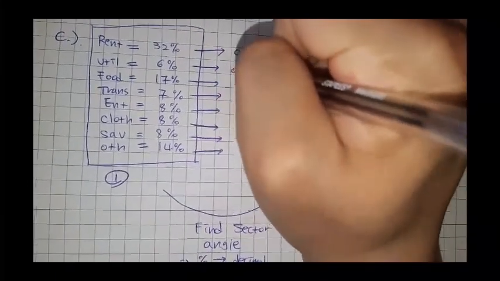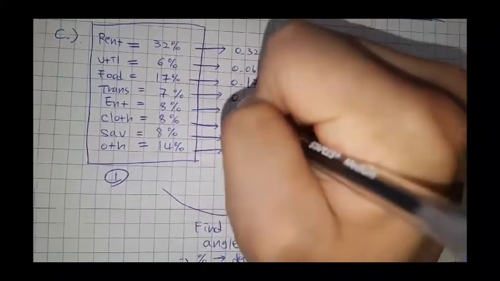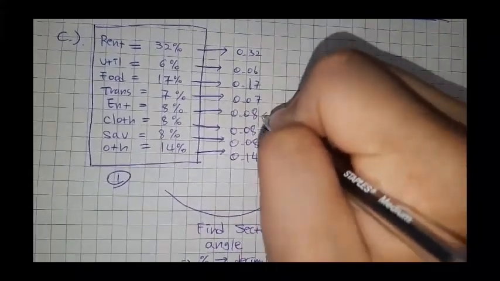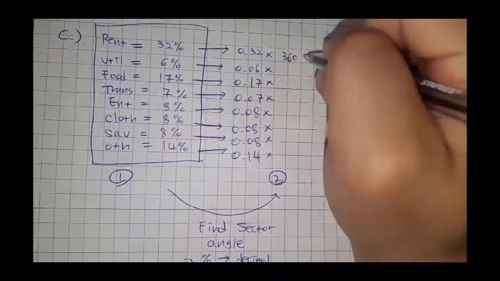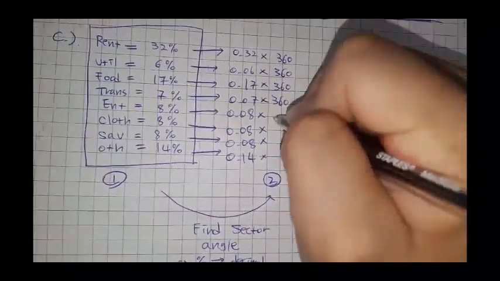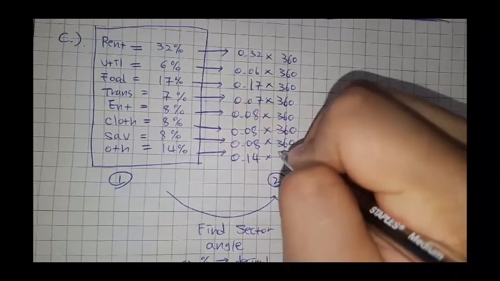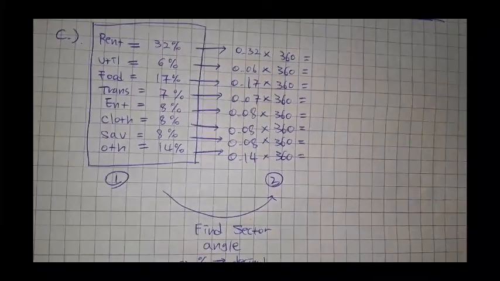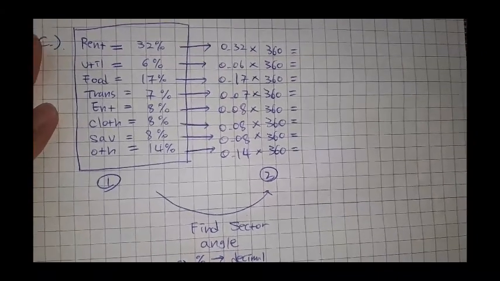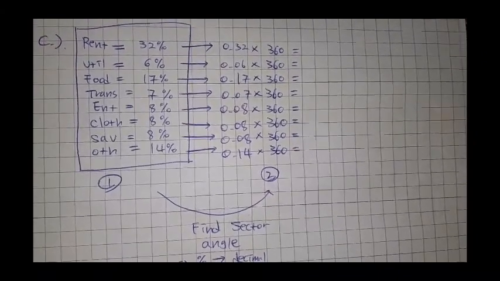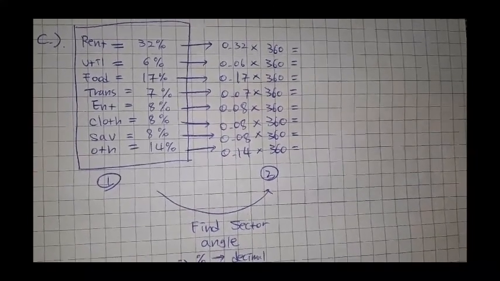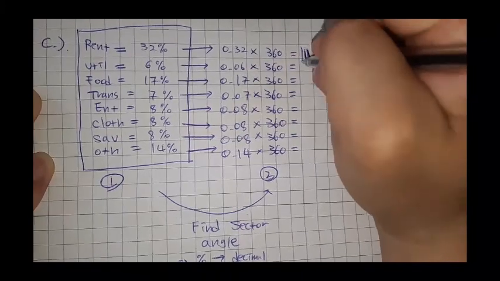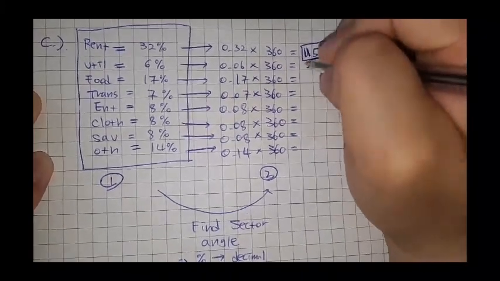0.32, 0.06, 0.17, 0.07, and then each of them you need to multiply by 360. There you go. Then you will have a rounded angle for each of them. Take out your calculator. 0.32 times 360 provides you about 115.2, and again round it to a whole number, 115 degrees. Next one, 22.